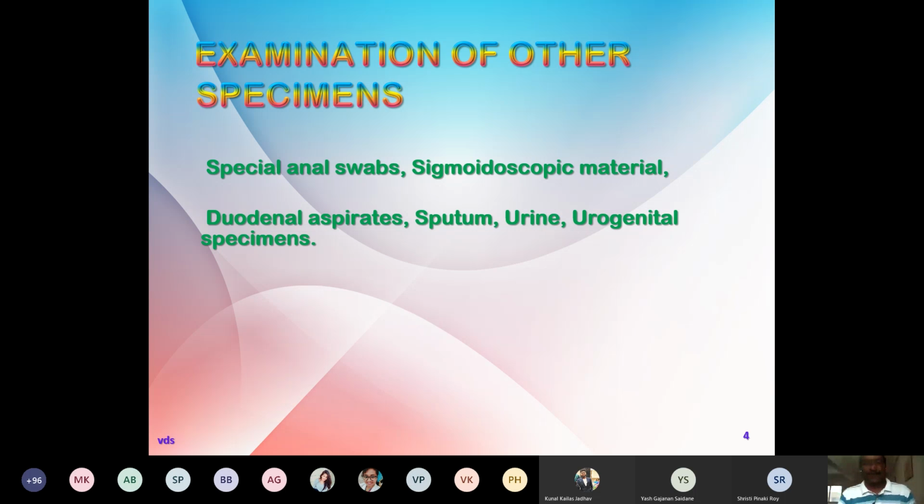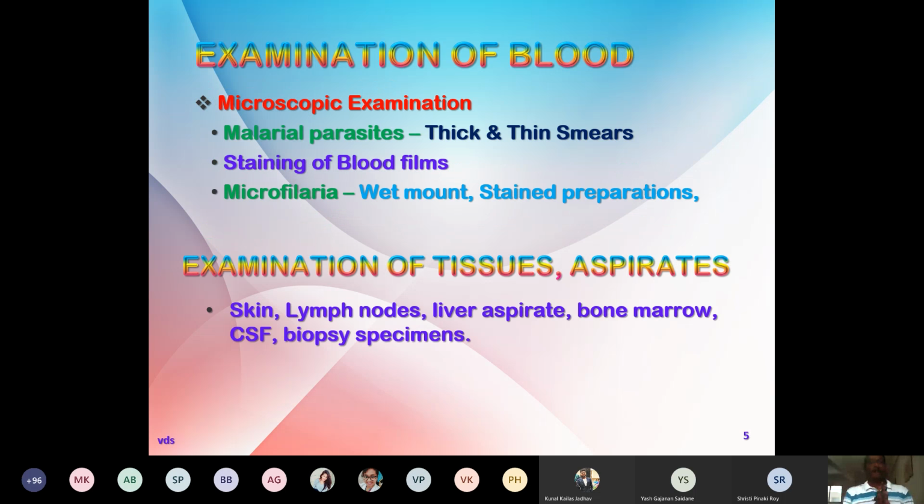Okay. Then, after that, examination of blood for blood parasites, particularly with malarial parasite and filariasis. In malarial parasite, we are going to study the thick and thin smear and the staining procedures. Staining procedures, we are not going to go into the details of that because they are much more evidently taught in pathology. So at least we'll go through the technical method of why the thick and thin smears are prepared. In microfilaria, we are going to see the wet mount and the stain preparations.